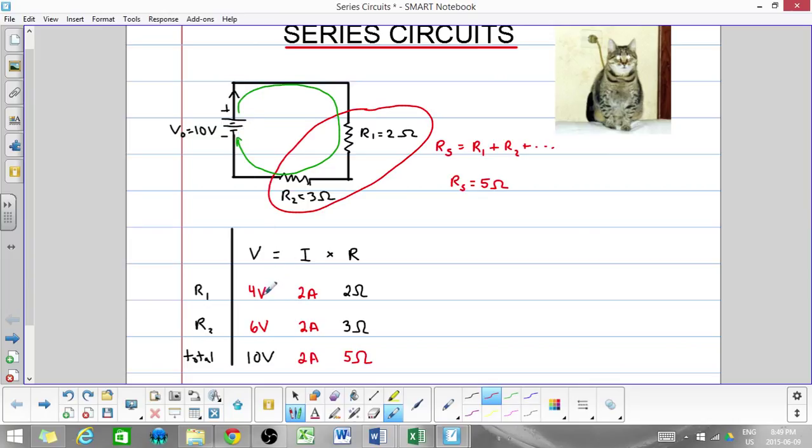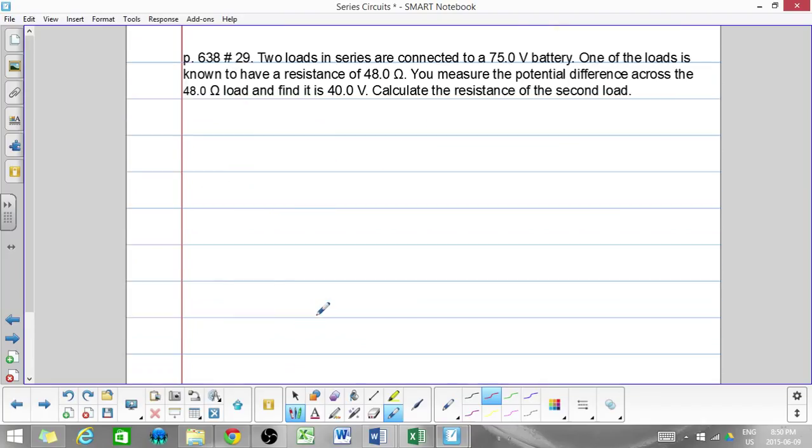So that's a good check there, that the 4 volts and the 6 volts equals 10 volts. And now the circuit is solved. You know all the voltages, all the currents, all the resistances. So having done that, I'm going to do an example from the textbook. And this is number 29 from page 638.